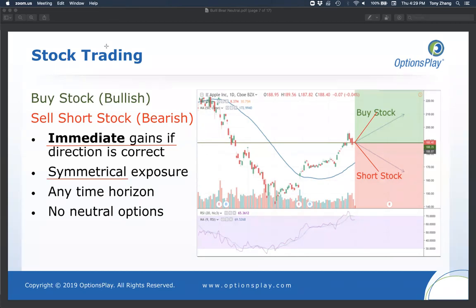What that means is that if you buy a stock and the stock goes up by $1, you make $1. But by the same token, if that stock goes down by $1, you lose exactly the same amount. You lose $1. So it's easy to calculate your risk. If the stock goes up 10 bucks, you make 10 bucks. If the stock goes down 10 bucks, you lose 10 bucks. So it's really easy to calculate your risk many times when you're trading a stock.